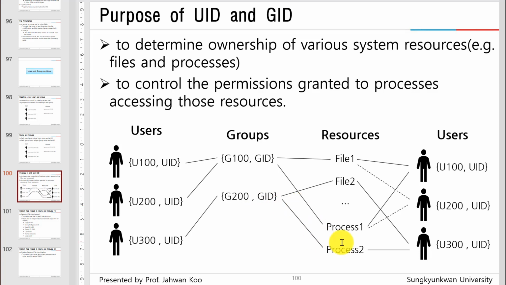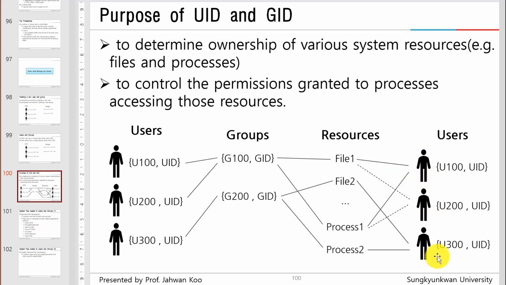Okay, can you guess who owns the file 1? Can you guess who owns the file 2? Can you guess who owns the process 1? Can you guess who owns the process 2? Assume that the user U100 create file 1 and process 1. Therefore, the owner of file 1 and process 1 is user U100. So user U100 can access to file 1 and process 1 with owner permission.